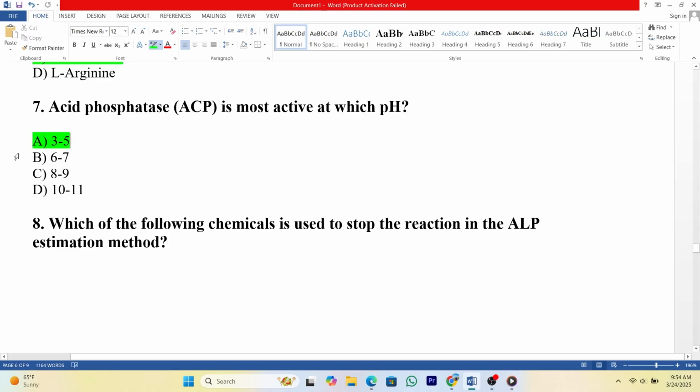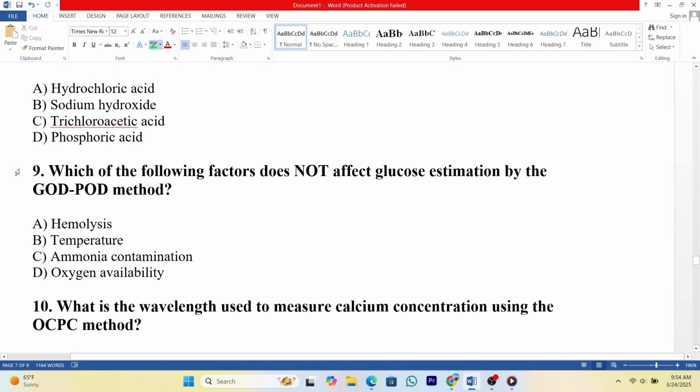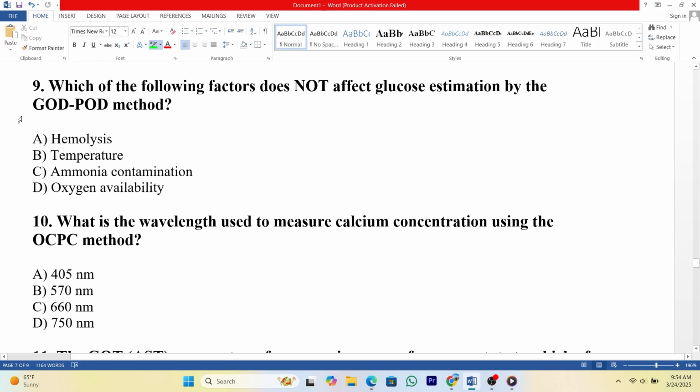3 to 5. 8. Which of the following chemicals is used to stop the reaction in the ALP estimation method? A. Hydrochloric acid. B. Sodium hydroxide. C. Trichloroacetic acid. D. Phosphoric acid. Answer: B. 9. Which of the following factors does not affect glucose estimation by the GOD-POD method? A. Hemolysis. B. Temperature. C. Ammonia contamination. D. Oxygen availability. Answer: C.